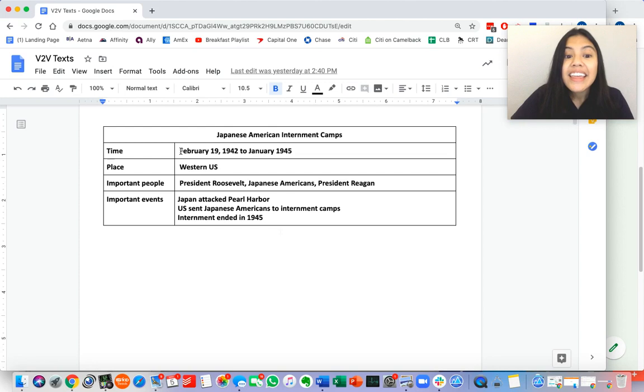Right. The Japanese American internment camps took place from 1942 to 1945 in the western United States, like where Arizona is, or the state of California. They happened because Japan attacked a part of the United States called Pearl Harbor. So President Roosevelt, the president in 1942, ordered that Japanese Americans be sent to internment camps. And that eventually ended in 1945. Many years later, President Reagan apologized for treating Japanese Americans like that.